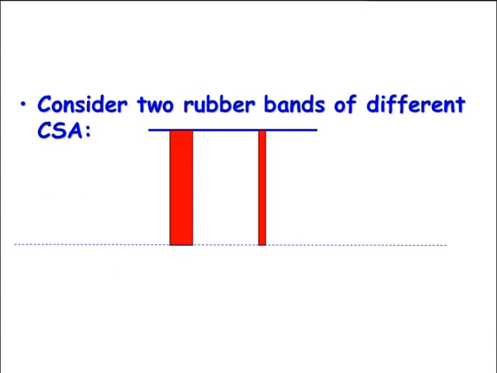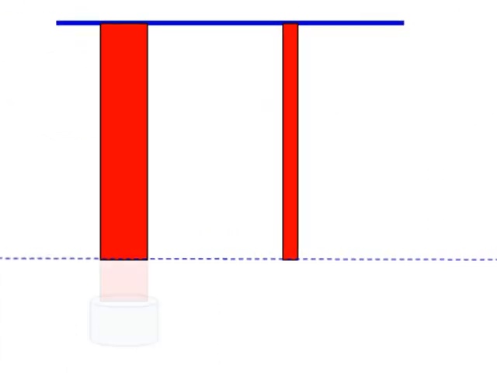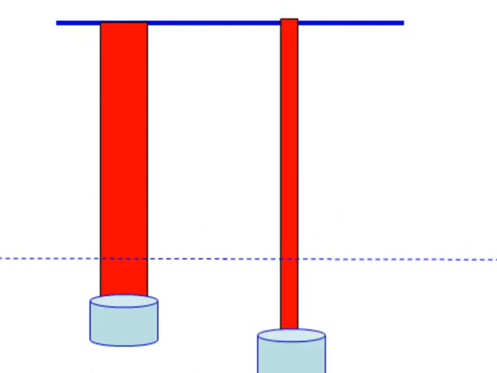If we consider two rubber bands with different cross-sectional areas, so a different width for each, but both with the same length initially, and we subject them to a weight, we would expect greater stretch on the one with the smaller cross-sectional area, assuming it's made out of the same elastic material, of course.